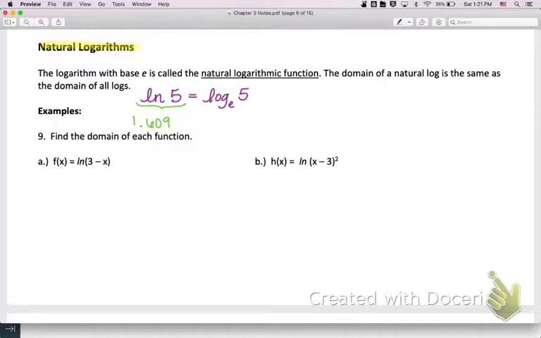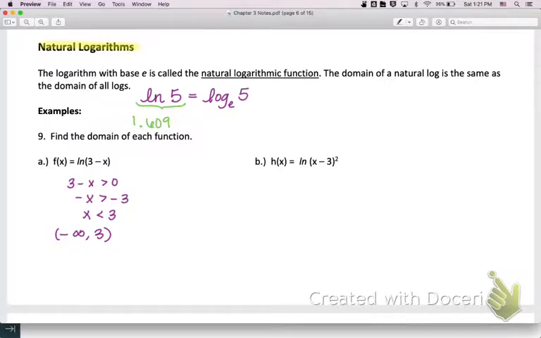So if I want to find the domain, that means that 3 minus x needs to be greater than 0. So we get negative x is greater than negative 3. Always keep your x's on the left when it comes to inequalities. And then we divide by negative 1, which flips this. So we want x is less than 3. So negative infinity to 3 is our domain.